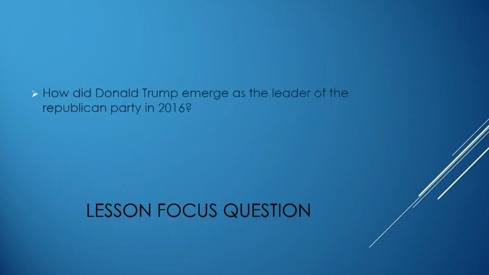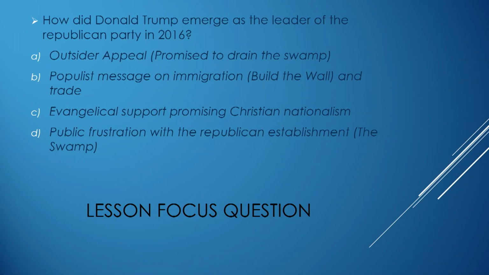All right, so how did Donald Trump emerge as the leader of the Republican Party in 2016? Well, there were a few reasons why, and one of the most important ones was his outsider appeal. He promised to drain the swamp. He had a populist message on immigration, like build a wall, and trade. Evangelical support, also promising Christian nationalism. Public frustration with the Republican establishment was the swamp.